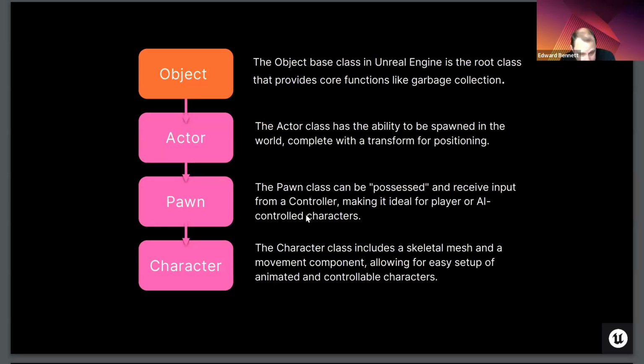Now, below that, we have the character class. The character class is interesting because it has a number of preset components in it. For example, it'll have a skeletal mesh, and that's what's going to show the character as it moves around. And it'll have a movement component. A movement component has all the functionality that's needed in order to run, jump, and move about around the world. This is all pre-written code that allows you to very easily come into the system and make a new character.